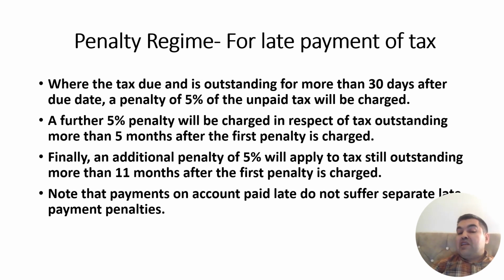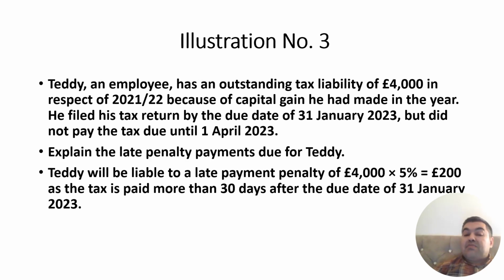Finally, an additional penalty of 5% will be charged on tax still outstanding more than 11 months after the first penalty has been charged. Note that payments on account paid late do not suffer a late payment penalty. So be careful: do not apply a late payment penalty to a payment on account. You only apply the late payment interest. Here is an example.